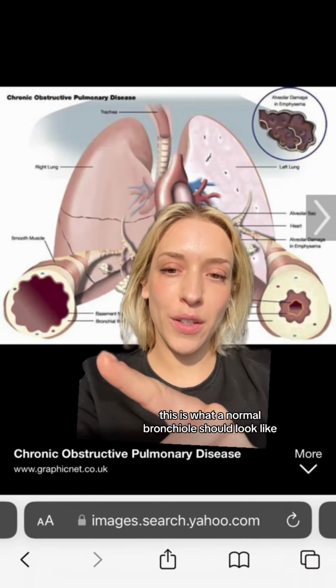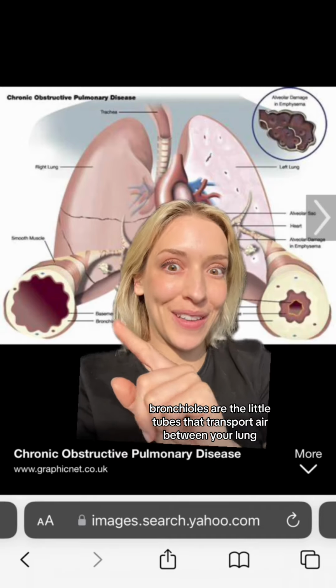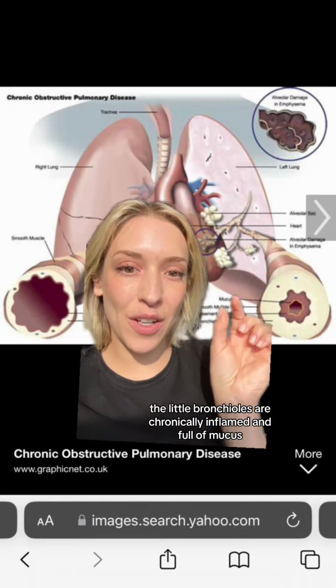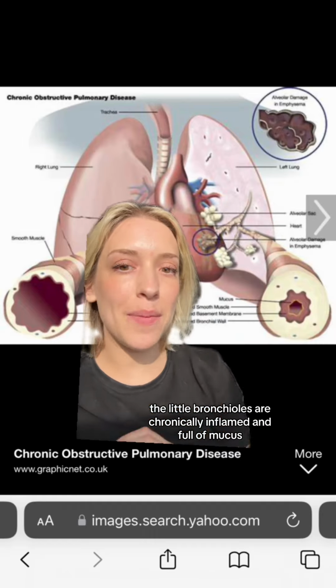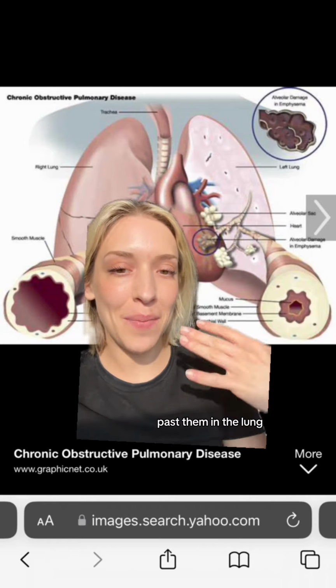This is what a normal bronchiole should look like. Bronchioles are the little tubes that transport air between your lung and your trachea and eventually the atmosphere. In chronic bronchitis, the little bronchioles are chronically inflamed and full of mucus, and air is getting trapped distal to them, past them in the lung.